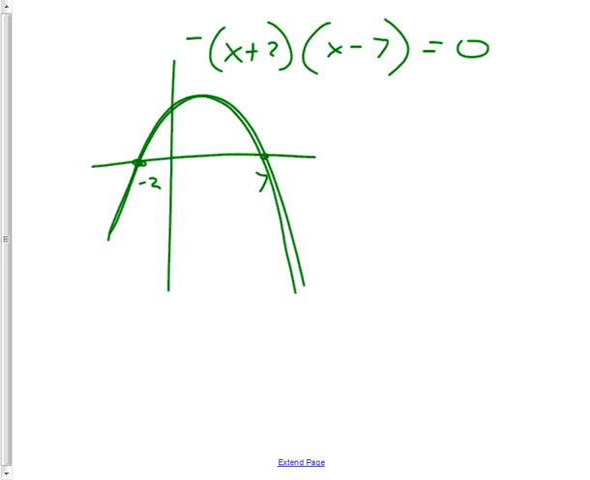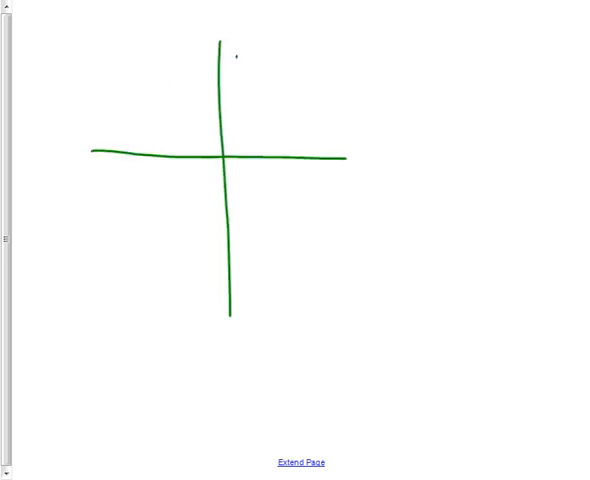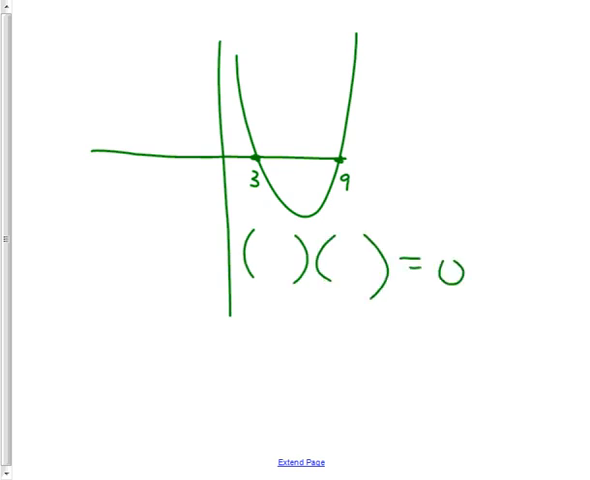Okay. So if the parabola question were like this, and this is 3, and this is 9, write me an equation for that. Pretty simple, but easy. x minus 3, x minus 9. Raise your hand if you had that one right. Okay, good. Does it need a negative out front or not? No, because it's right side up.